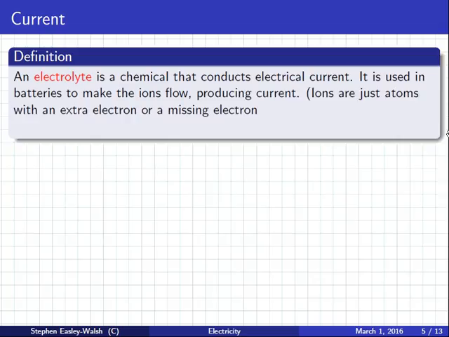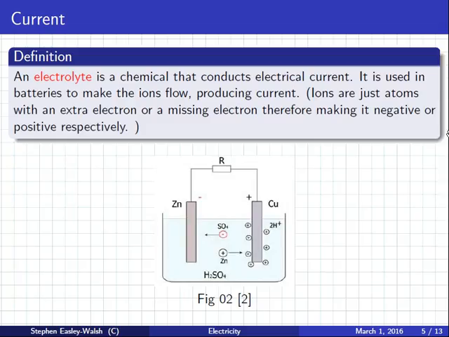Ions are just, well, if you didn't know it, ions are just atoms with extra or missing electrons, therefore making them negative or positive. And here's an example of an electrolyte, H2SO4. I don't know if you've done this. Yeah, you've done this one in chemistry?